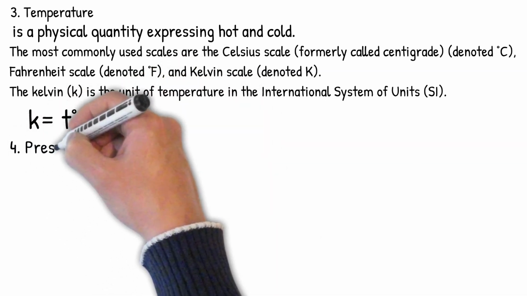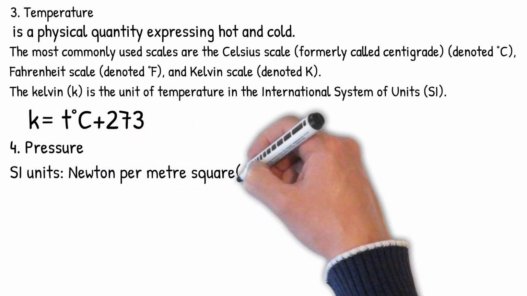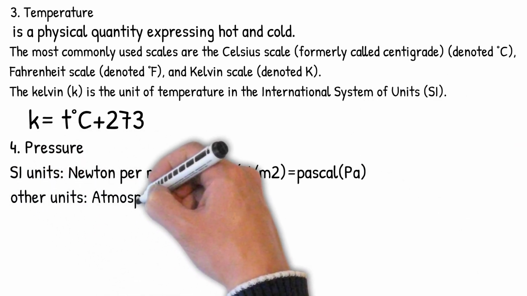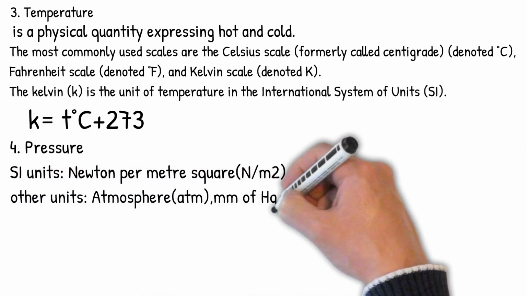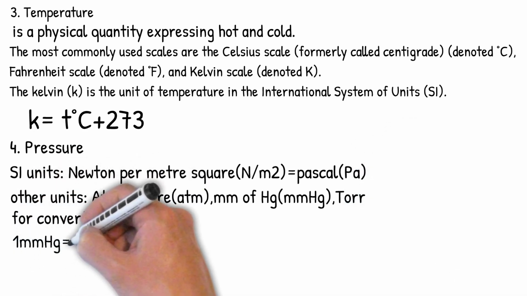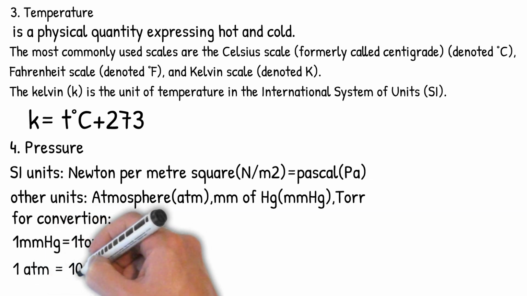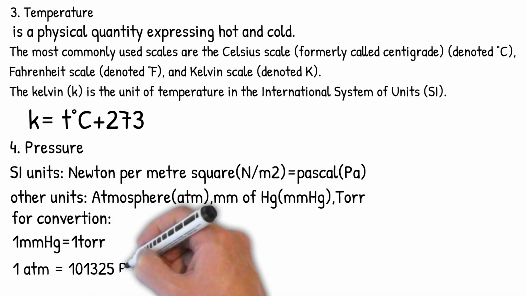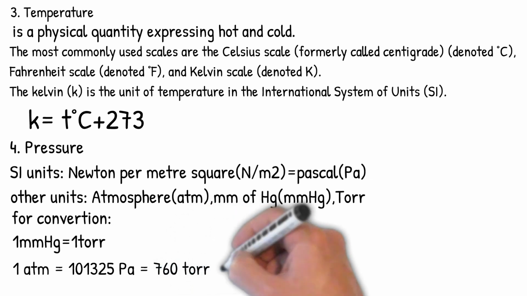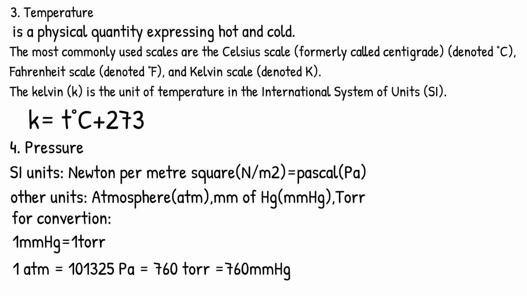Number 4. Pressure. The SI unit of pressure is Newton per meter square, which is also called Pascal. Other units of pressure are atmosphere, millimeter of mercury, and torr. For conversion, 1 millimeter of mercury equals 1 torr. 1 atmosphere equals 101,325 pascals, which equals 760 torr, equals 760 millimeters of mercury.